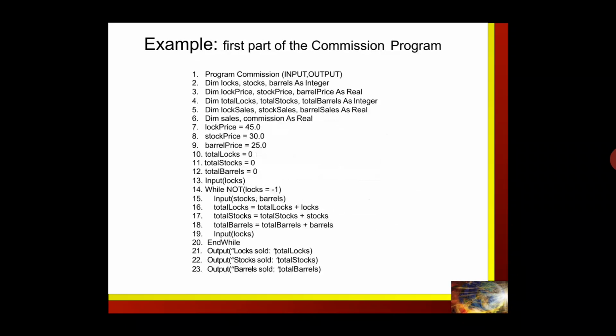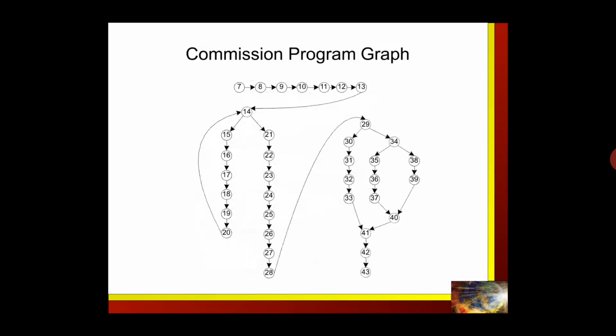The statement number 7, or node number 7, log price is equal to 45, is actually the definition. A definition is nothing but assigning the value 45 to the variable log price. From this point, the actual program graph will start. You can see here that 7 to 13 is a sequence. There is no construct, no loops.